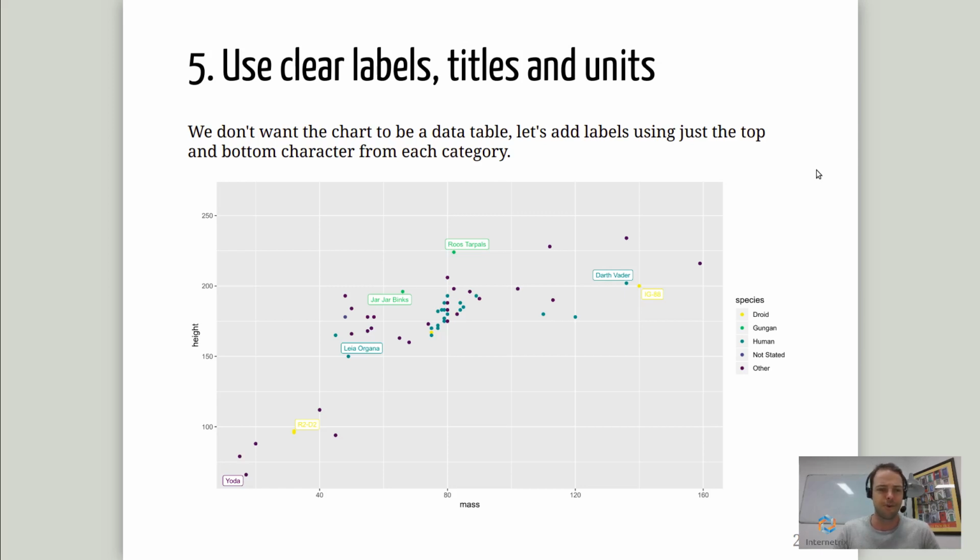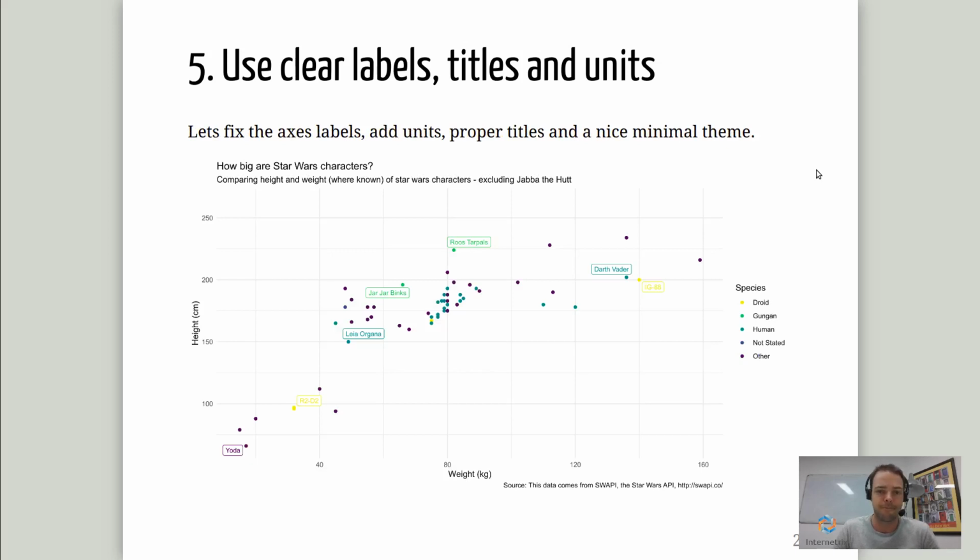You can see it's still not great. When we look at the X and Y axis, we haven't got the units that we're measuring height and weight in. So we want to put that in as well as a nice informative title and subtitle. We've faded the background away and we've added a caption down the bottom with where our data came from. And now this is nice and clear: how big are Star Wars characters. We're comparing height and weight, excluding Jabba the Hutt, and we've got height in centimeters, weight in kilograms.